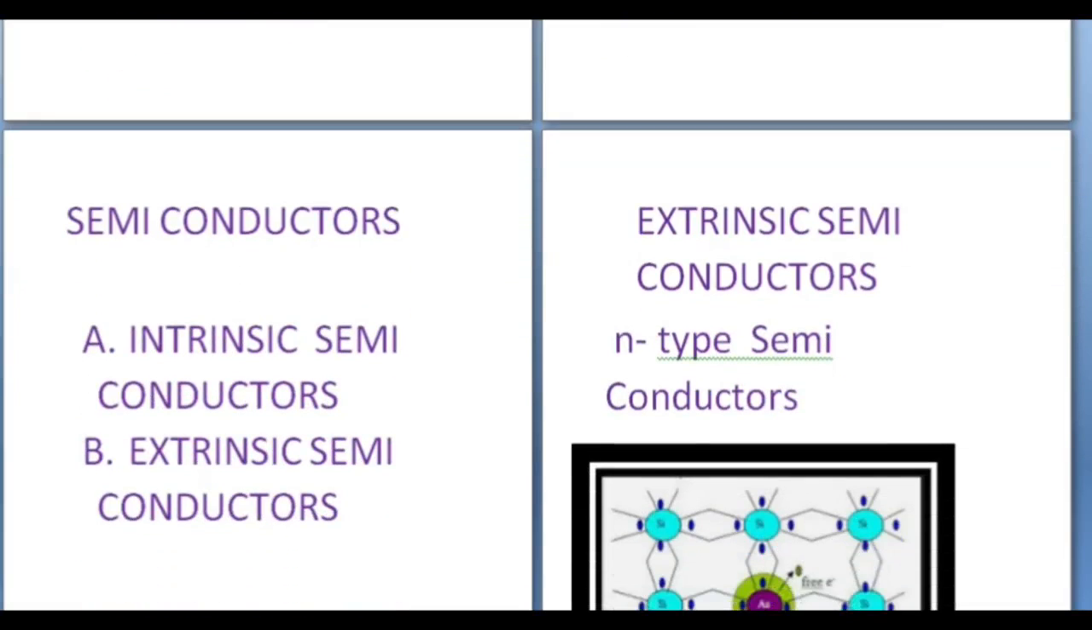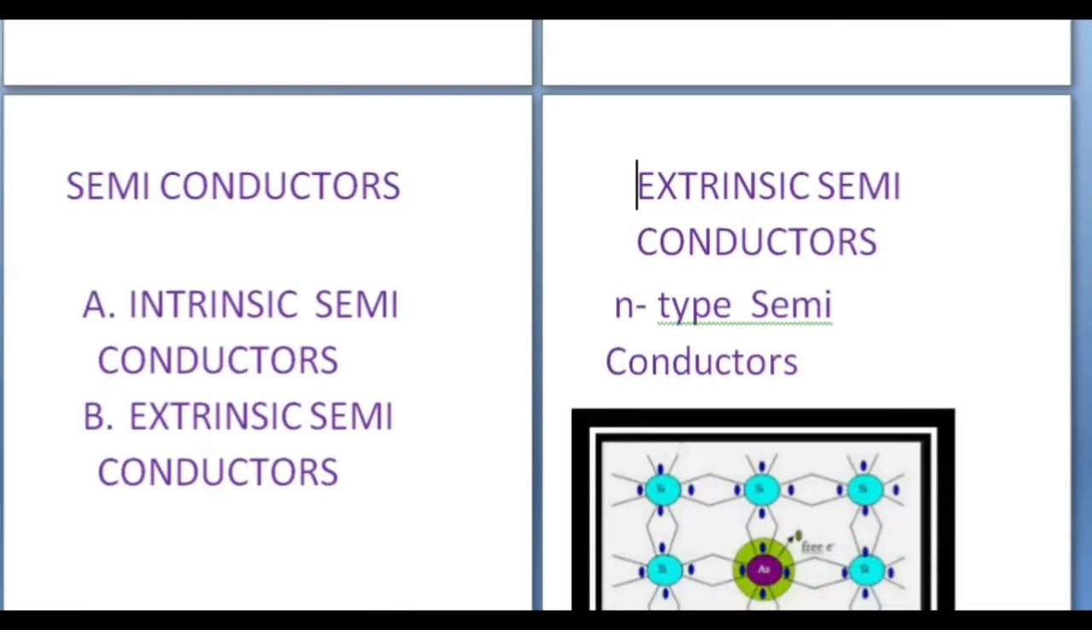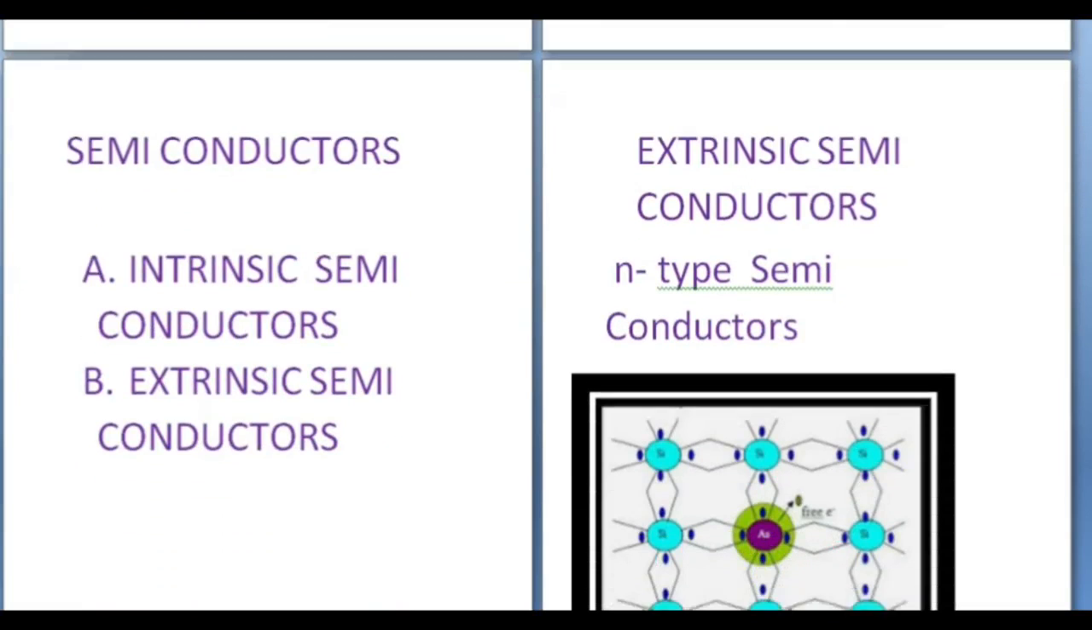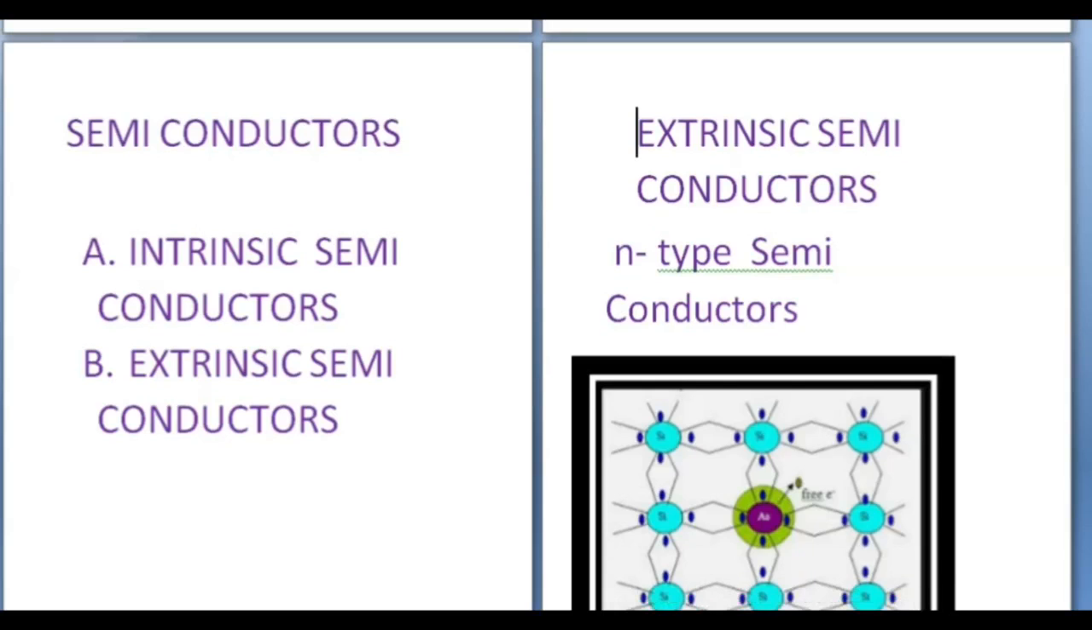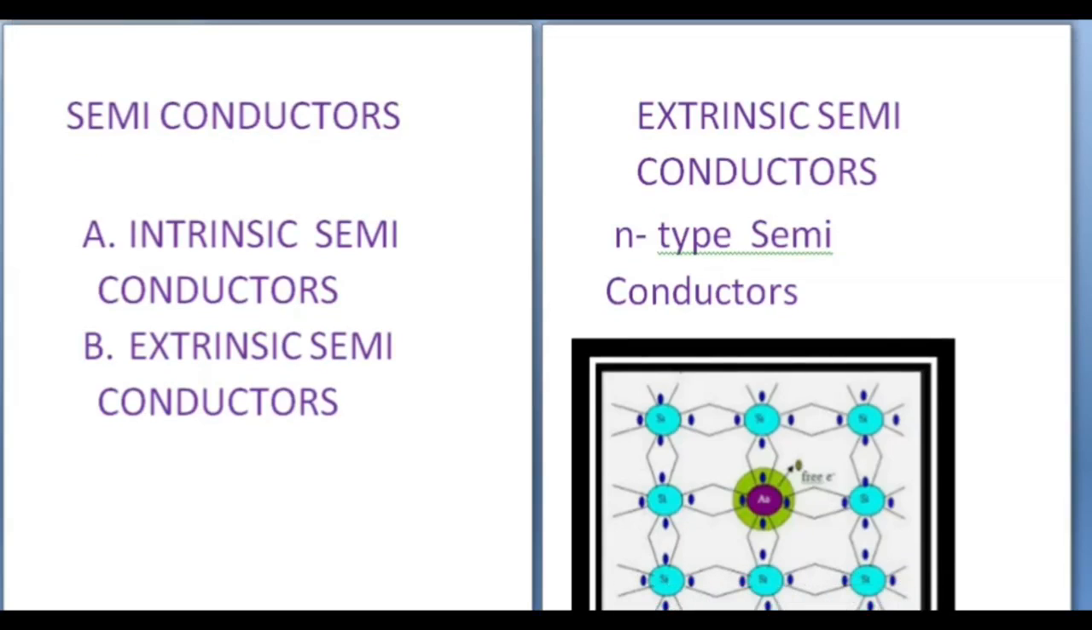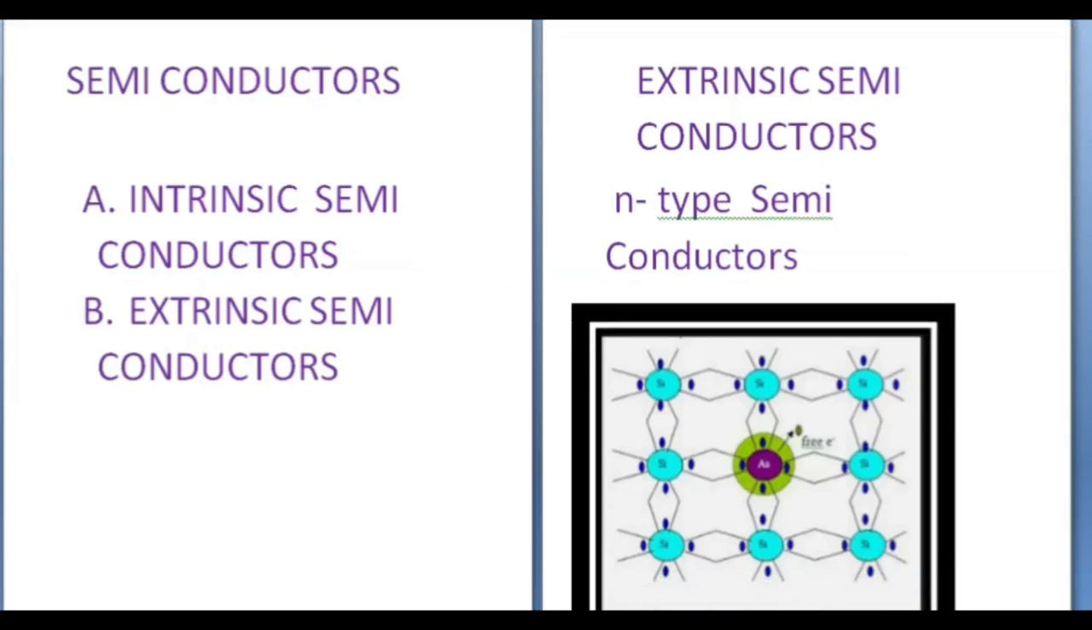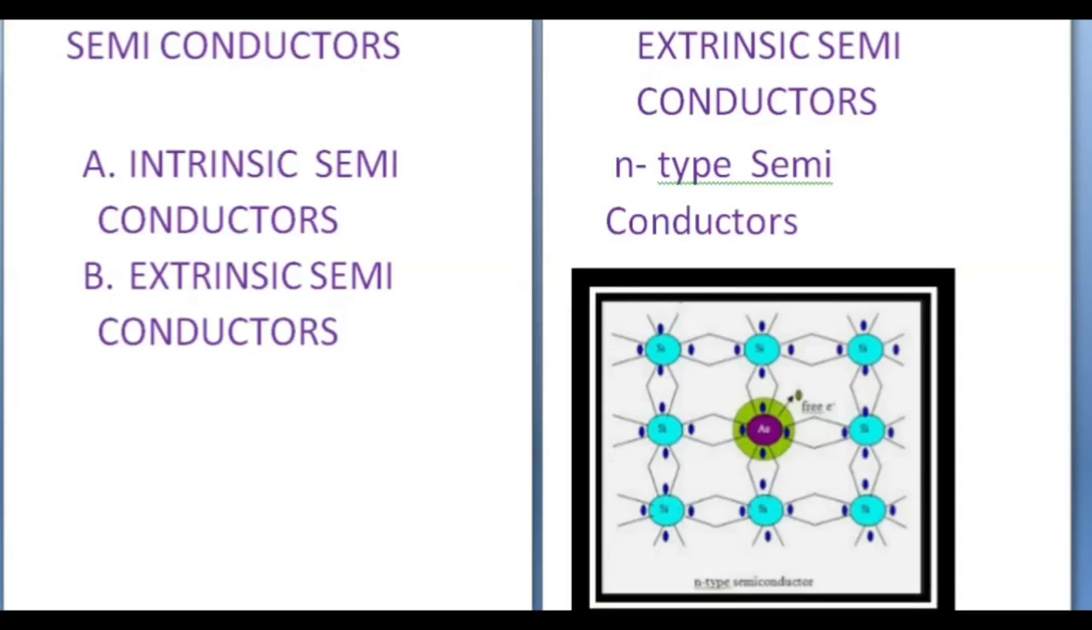The first one we will do is intrinsic semiconductor. Now what is an intrinsic semiconductor? An insulator, when it conducts electric current either at high temperature or on irradiation with electromagnetic waves, is known as intrinsic semiconductor.